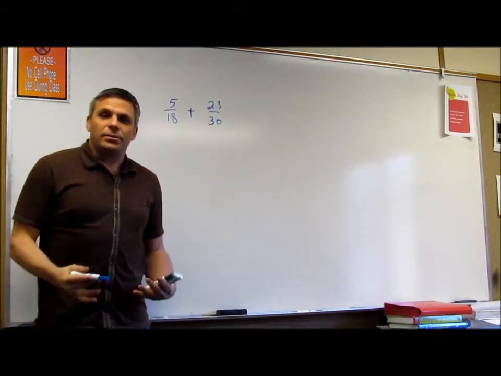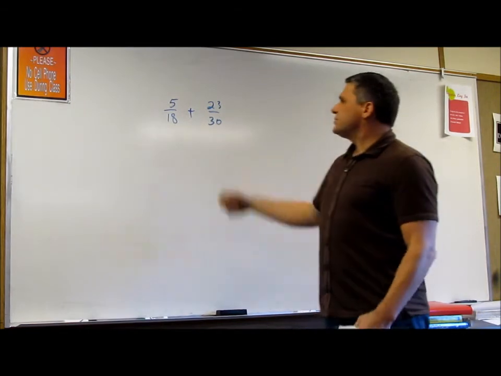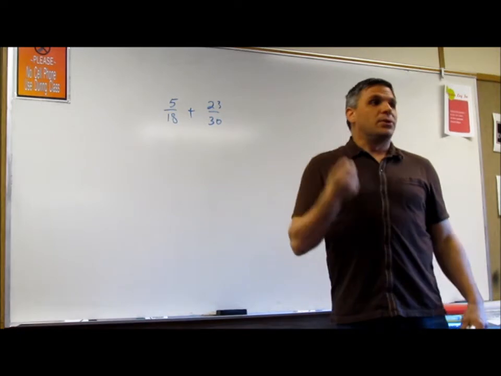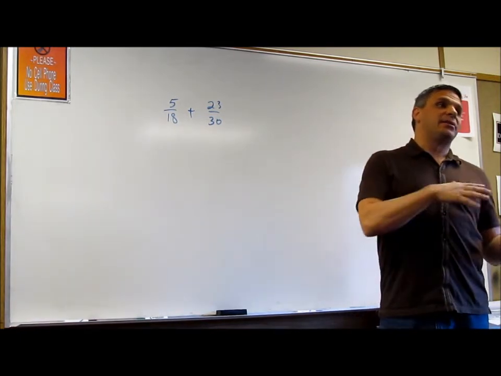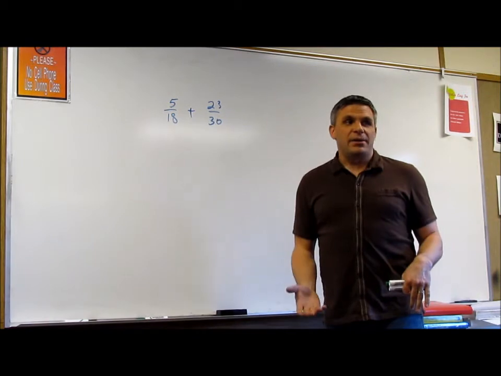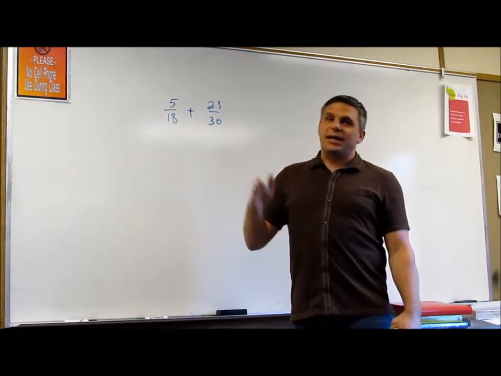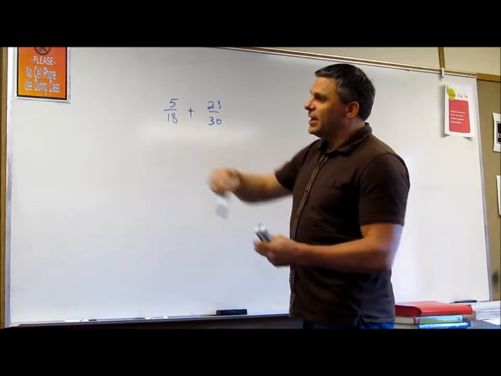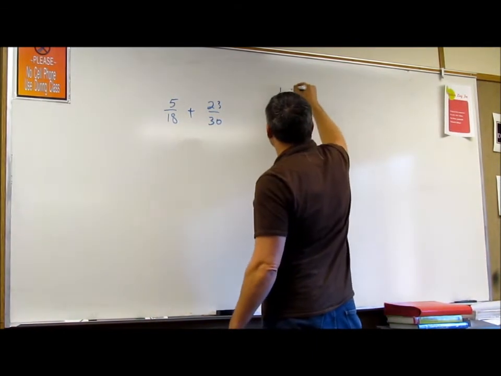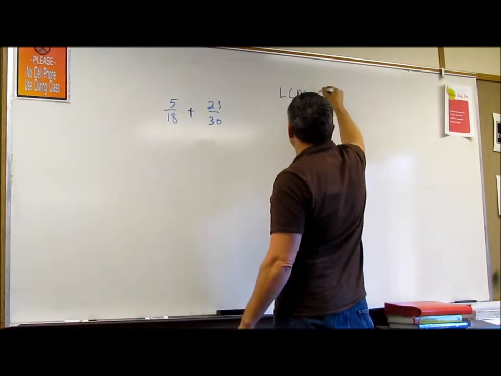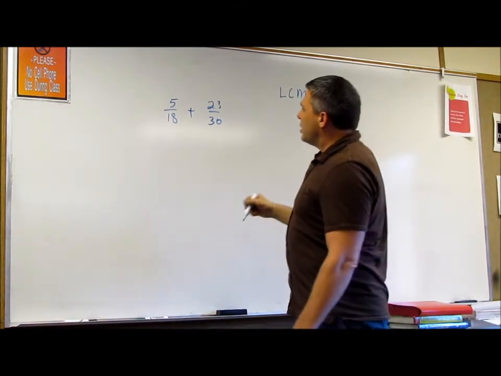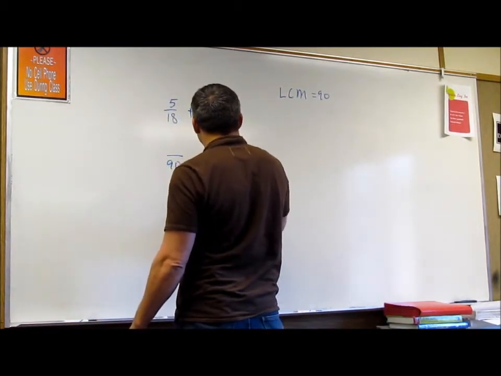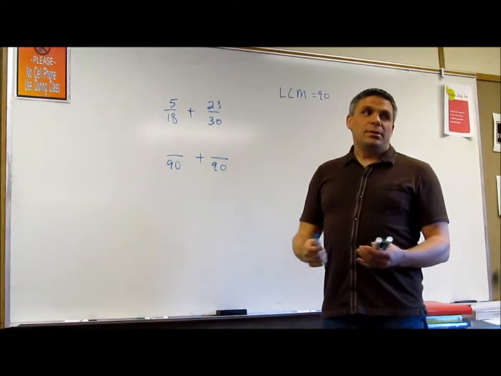Okay? Now, with 5 over 18 plus 23 over 30, now I need to find out what the lowest common denominator is, because I can't add the fractions if the denominators aren't the same. Well, we know that the LCD and the LCM are the same thing. So by figuring out that our LCM was equal to 90, then I know that what I want here are 2 fractions that equal 90.